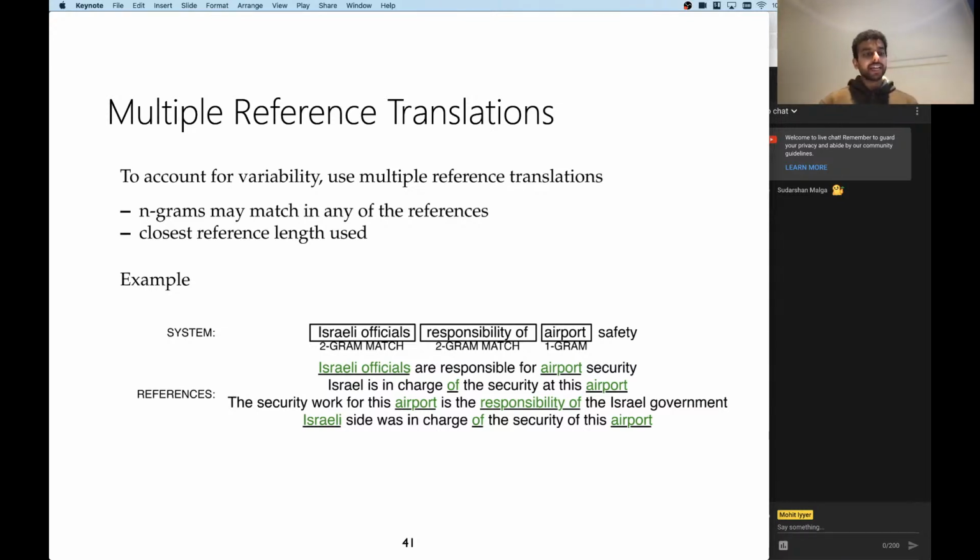The recall computation, though, is a little trickier. So why might we not want to compute recall in this case if we have multiple references?